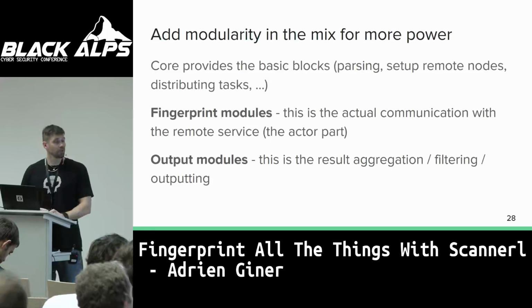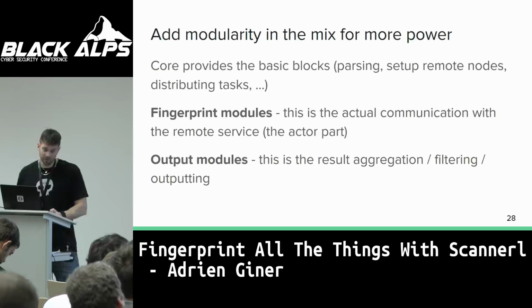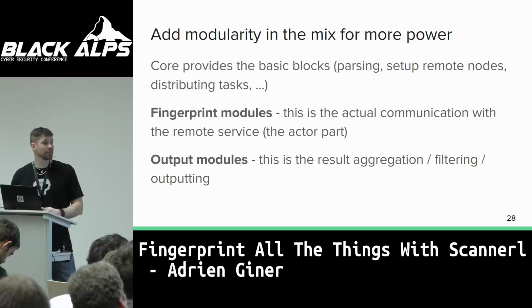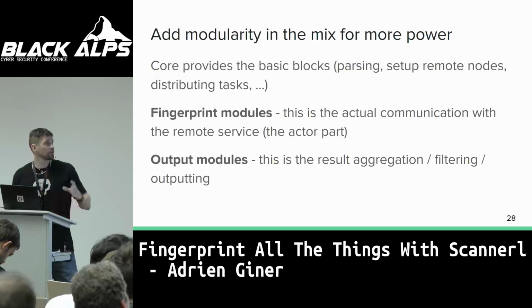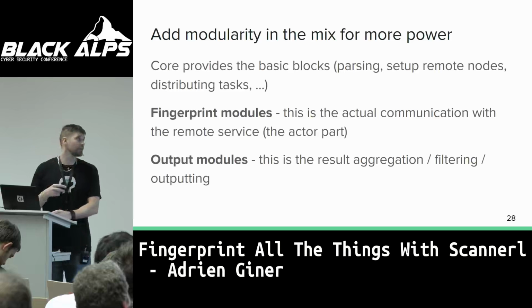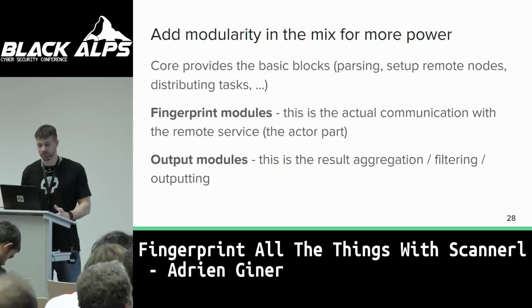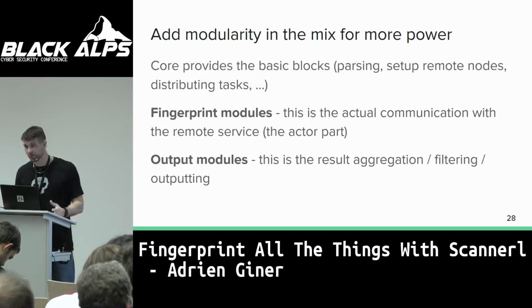So this is all good and nice, so the design looks good, but fingerprinting, like I said at the beginning, is specific to the protocol, to the service that you want to access and communicate with. So the core provides all those basic blocks of parsing, starting the VM on the remote host, and so on. And we've added two modular elements, the fingerprinting module and the output modules, that are easy to integrate into scannerl.